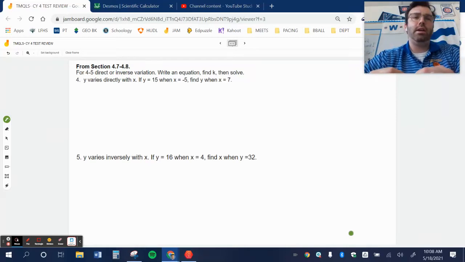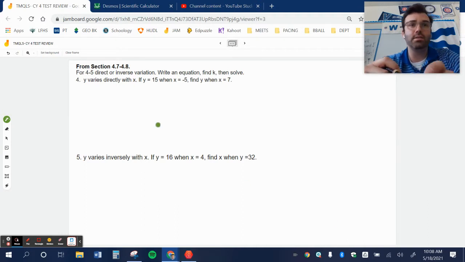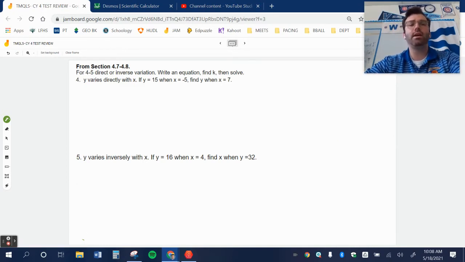And we're back. All right, now we're talking about direct and inverse variation. These are sections 4.7 and 8, as you can see there. For numbers 4 and 5, we're going to use direct or inverse, and then we're going to use joint variation on number 6. All right, direct variation, if you remember, is just multiplication.